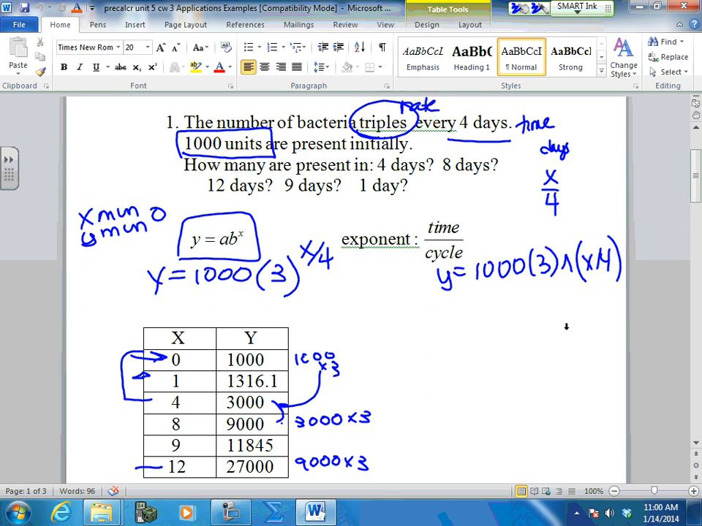So in your calculator, this is a good table to help you. We only need to go up to 12 days. So your X can go from like 0 to, you can make it go 15. And your Y, what should Y be set at? 0 to what?